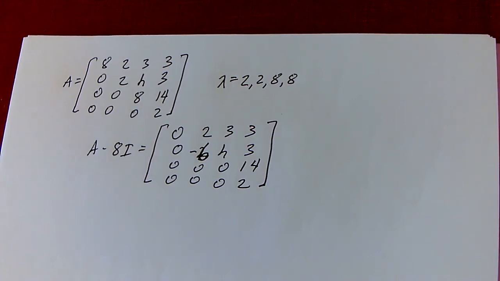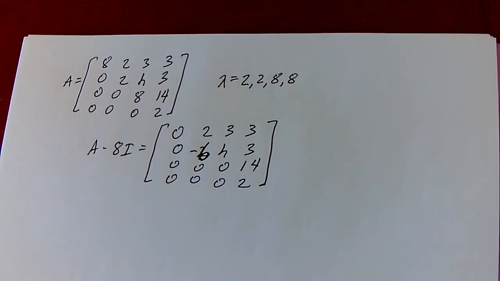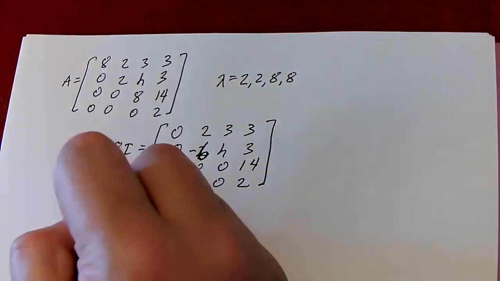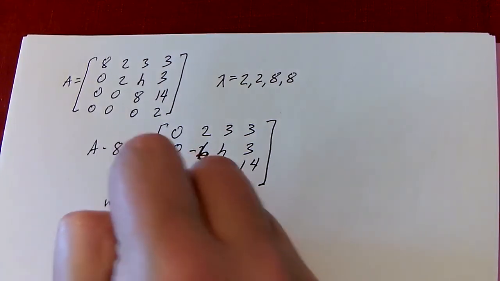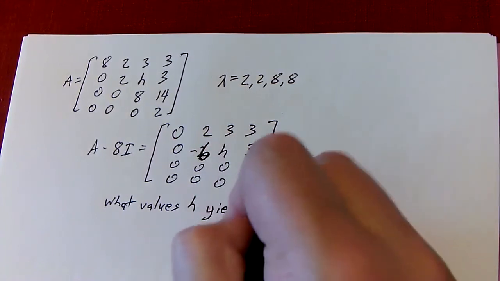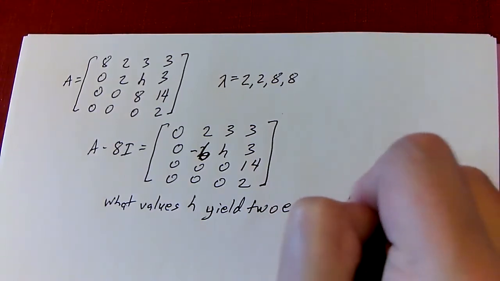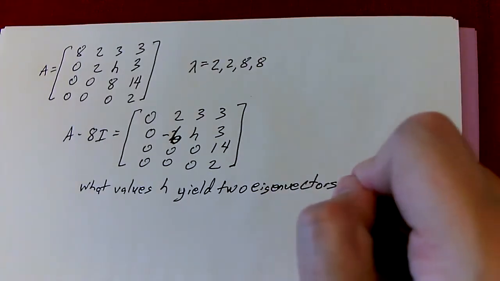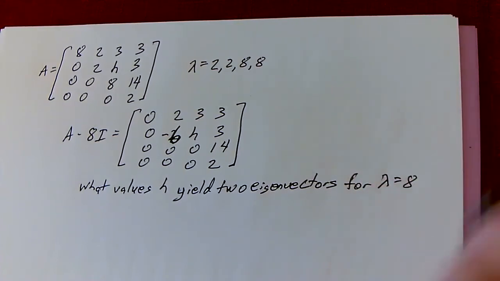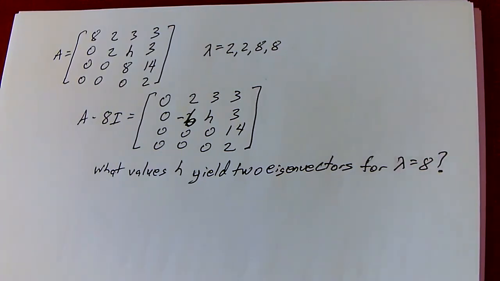And so the question is, what values of h will give me a two-dimensional eigenspace? What values of h yield 2 eigenvectors for lambda equals 8? And we can do the same question here with lambda equals 2 as well. So let's take a look at our matrix here.